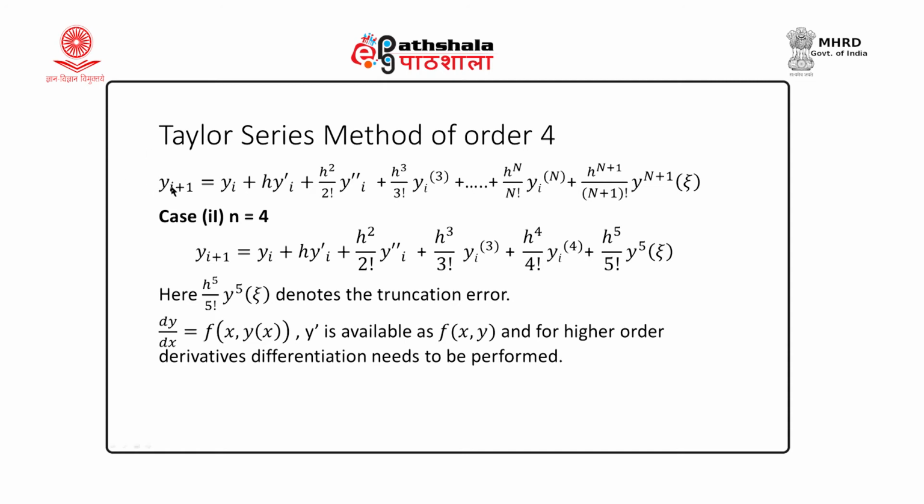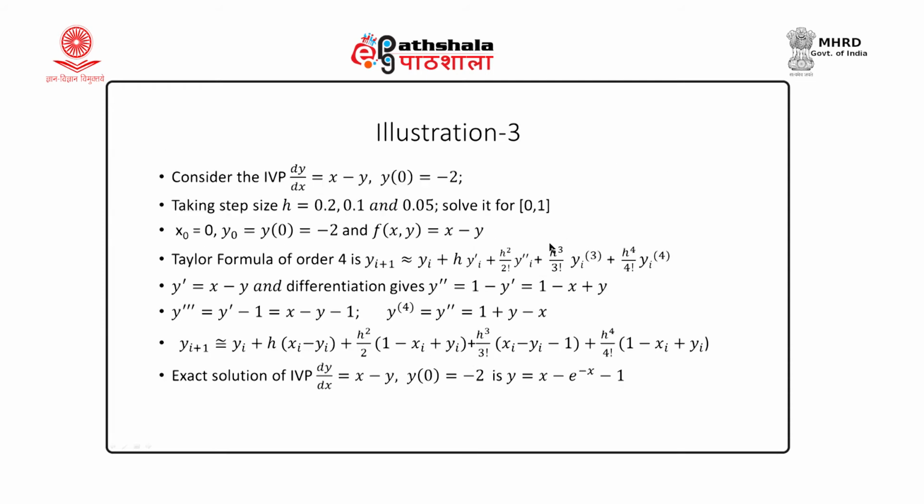So, our formula is y i plus 1 is y i plus h y i dash plus h square by 2 factorial y i double dash plus h cube by 3 factorial third derivative, and h raised to 4 by 4 factorial fourth derivative. The 5th term is our remainder term, which we will ignore. This will denote the truncation error. But now see, here we will need to differentiate the equation thrice. dy by dx is f x y, so y dash is available, but we need to differentiate to get the second derivative, then again differentiate to get the third derivative, and again to get the fourth derivative. So, in case the function is not simple, the derivatives become complex.